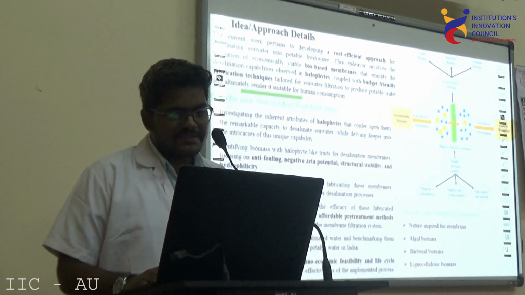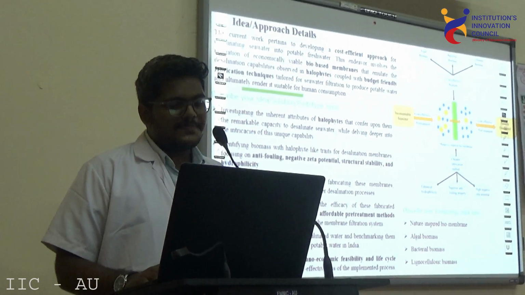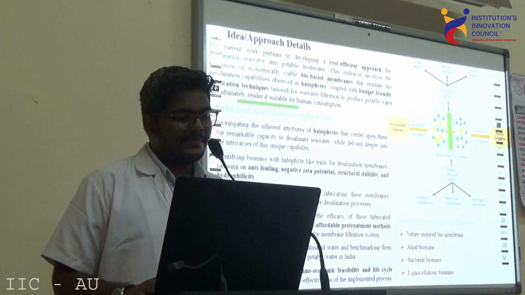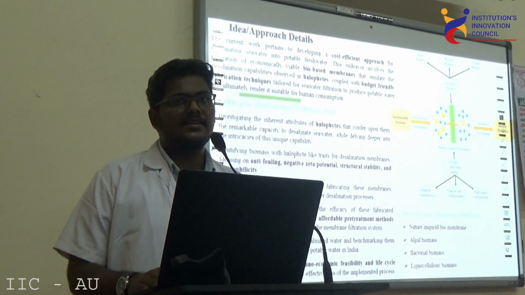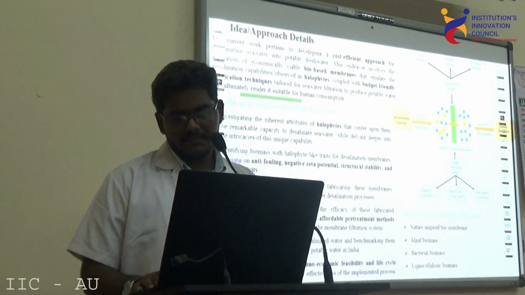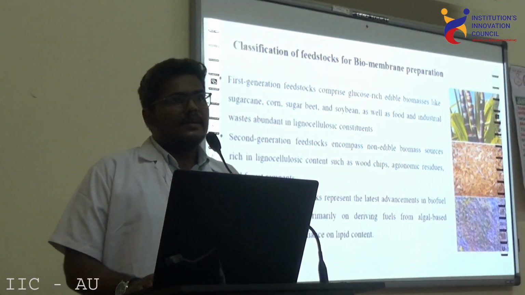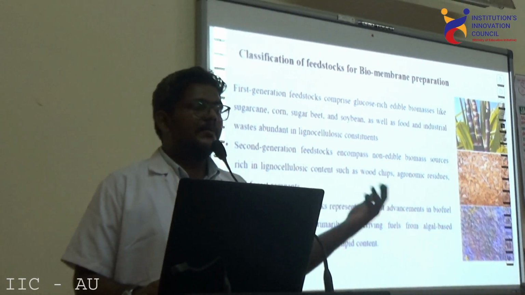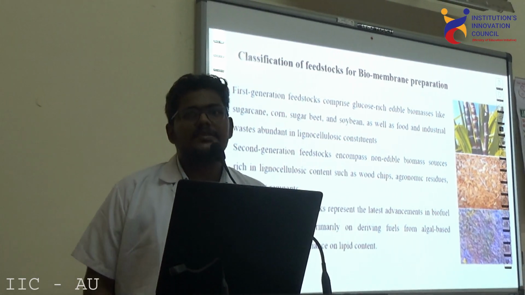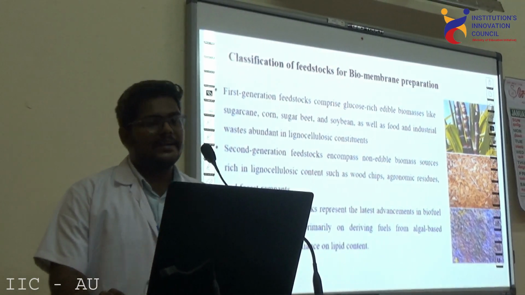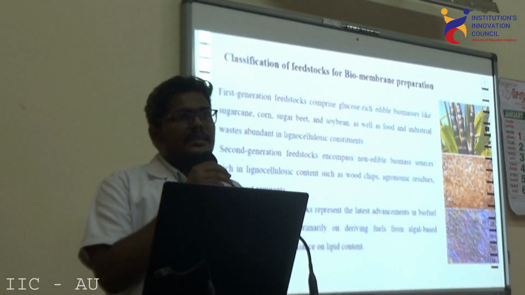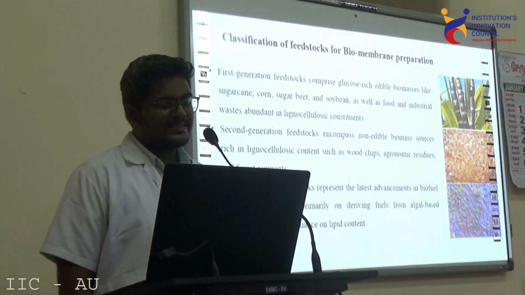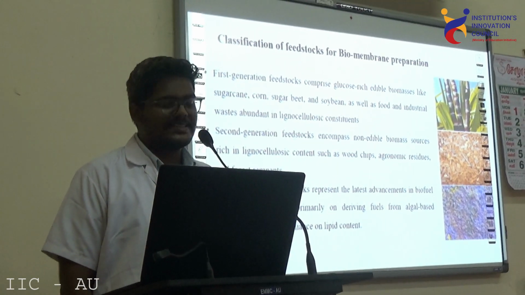So here we will be using natural inspired biomembrane and various kinds of biomasses such as algal, bacterial and lignocellulosic biomasses. So here we will be seeing various types of biological feedstock which can be used for the preparation of these kinds of membrane. The feedstock can be classified into 3 types. We have first generation feedstock, second generation feedstock and third generation feedstock.